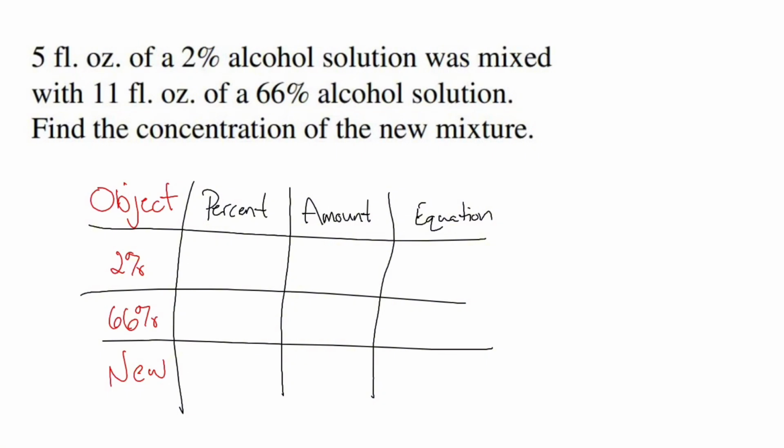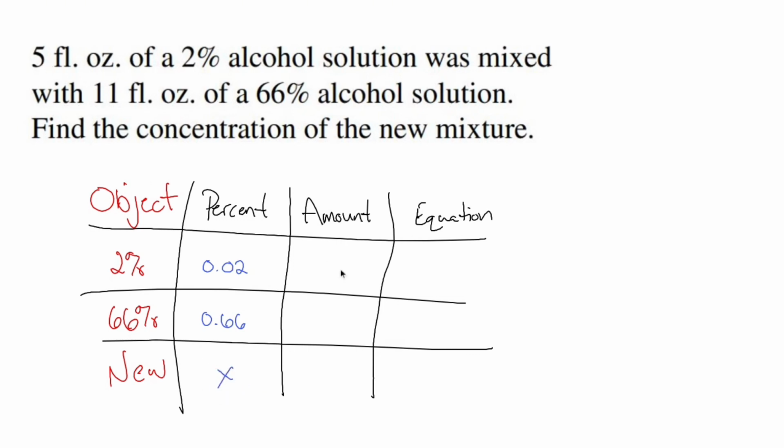So I'm going to take the fact that this is a 2% alcohol solution and turn that into a decimal, which is going to be 0.02. And if you're like, whoa, how did you do that? Just divide it by 100. 66% is going to be 0.66. The new percent, I have no idea, so we'll call it X.